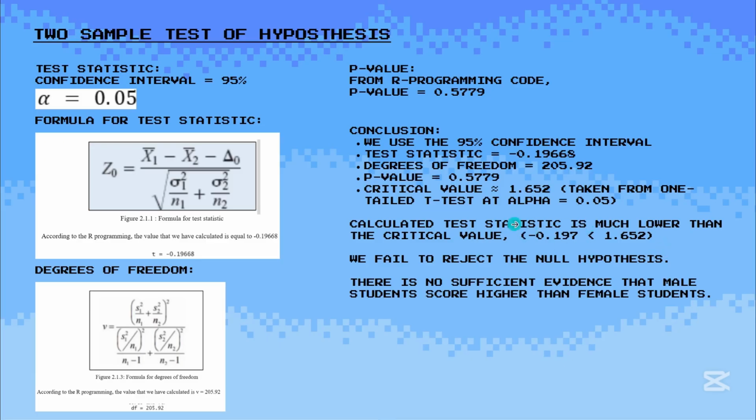This is our test statistic. Negative 0.197 is lower than our critical value, 1.652. So we fail to reject the null hypothesis. So in conclusion, there is no sufficient evidence that male students score higher than female students.